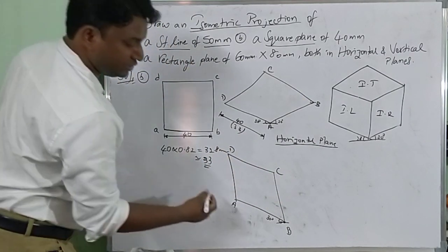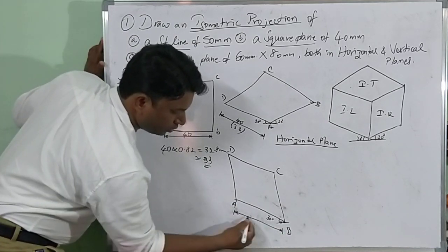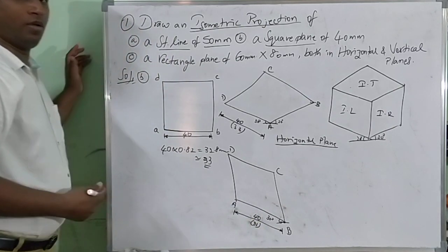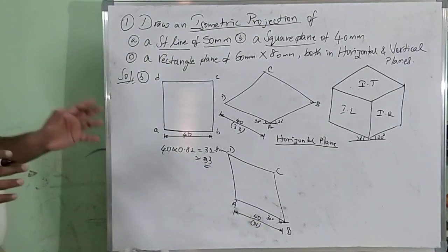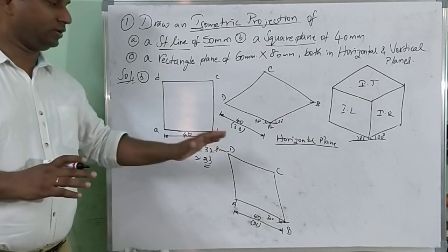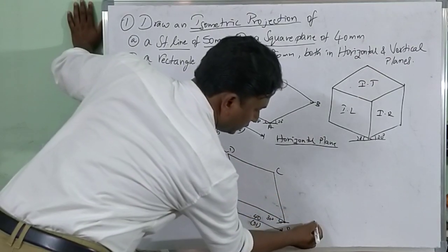Iso left, no dimensions. What is this actually we are using? The original dimension of the square is 40, but we are dealing with 33. Iso left is the isometric projection of a square plane with respect to the vertical plane. Vertical plane, iso left. Same way, vertical plane, iso right.